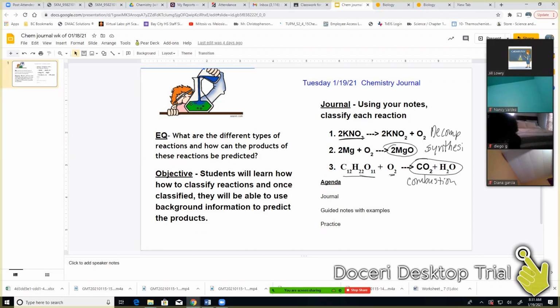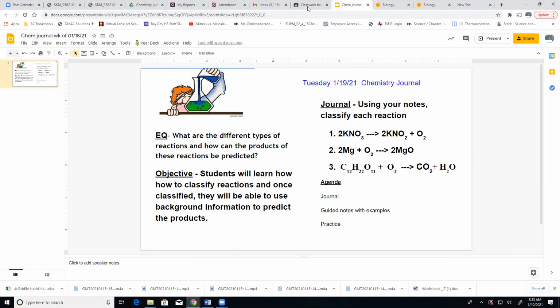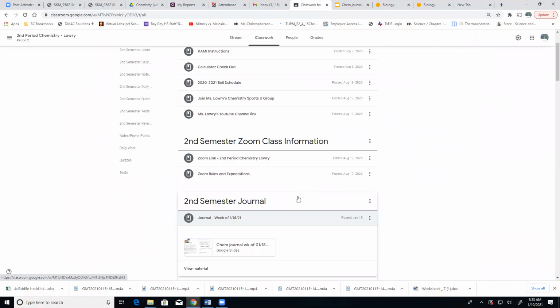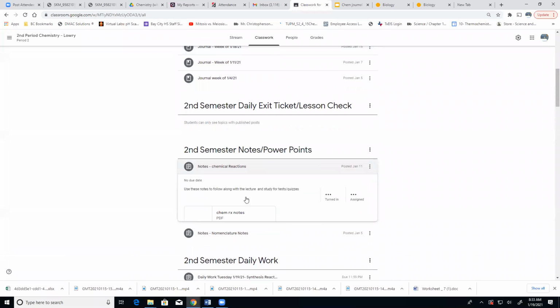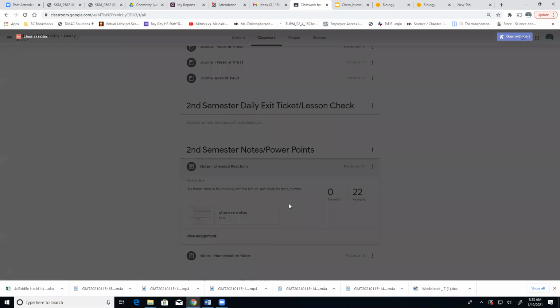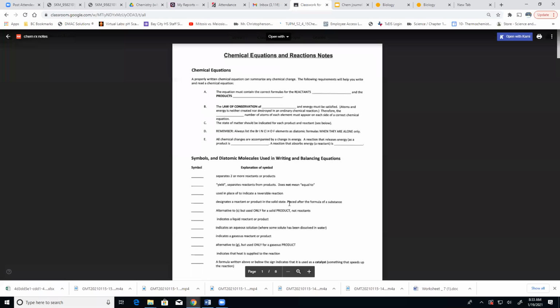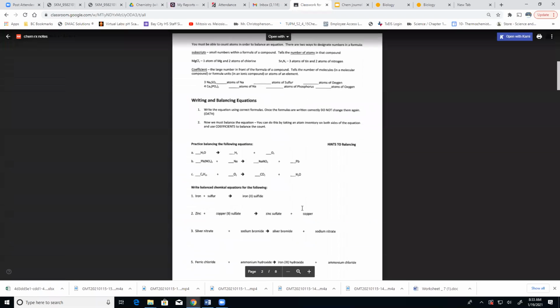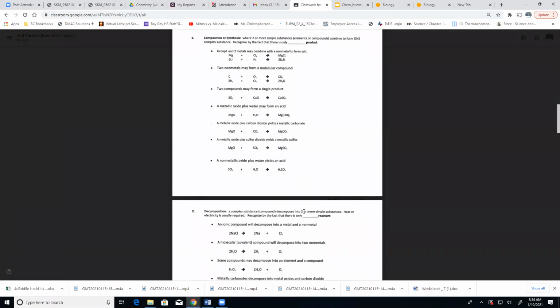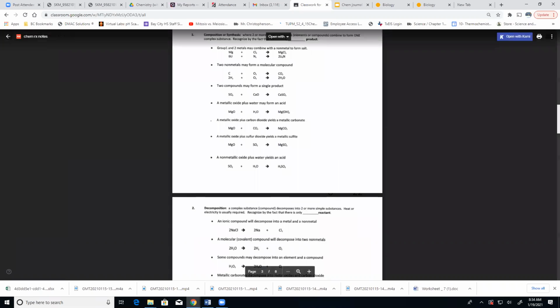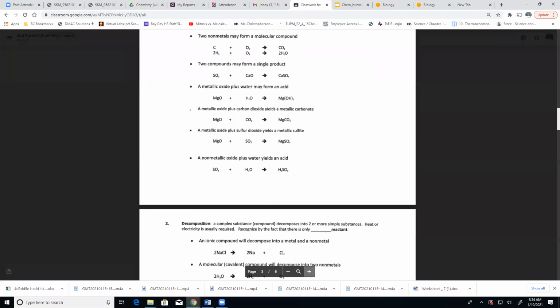Got it? All right, let's get to my notes. All right, we are going to go down here at the bottom of the notes where you were working on Friday. So get these a little bit larger.